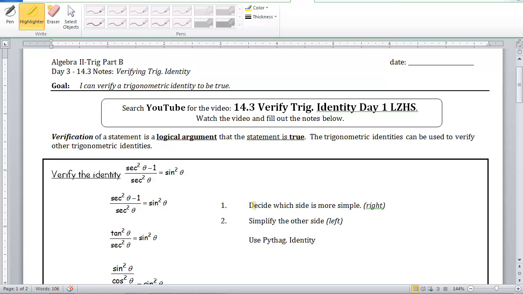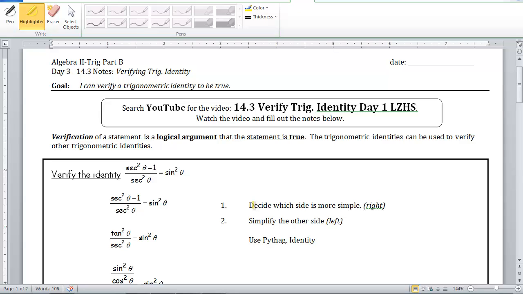In this video, you will learn how to verify a trig identity. Verifying a trig identity is very similar to what we were doing with simplifying. The difference is, here you know what your end product is supposed to be. You know what you're trying to get to. A lot of the time, that is the same answer as if you were just to simplify, but not always.